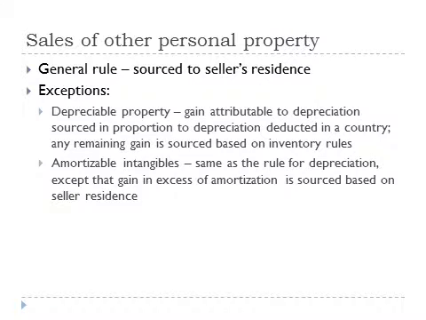Where a transfer of an intangible is treated as the disposition of personal property, and the intangible was subject to amortization, then gain equal to prior amortization is sourced in the country to which the amortization applies, that is, the country in which the intangible was being used while it was being amortized. Any remaining gain is sourced to the seller's residence based on the general rule. This rule is pretty much the same as the rule for depreciation, except that the gain in excess of amortization is sourced based on seller residence.